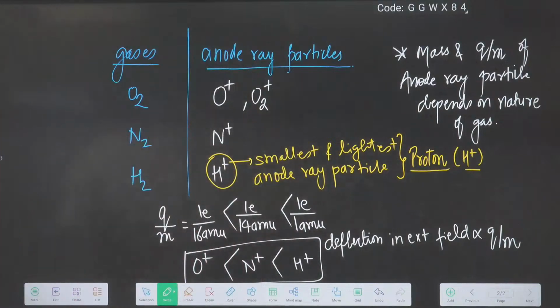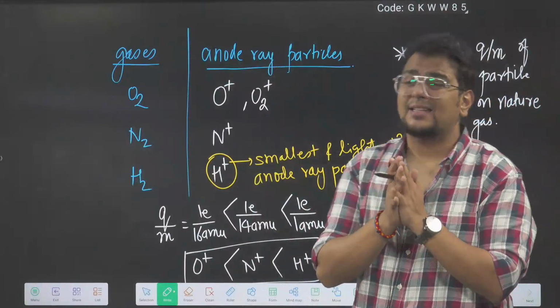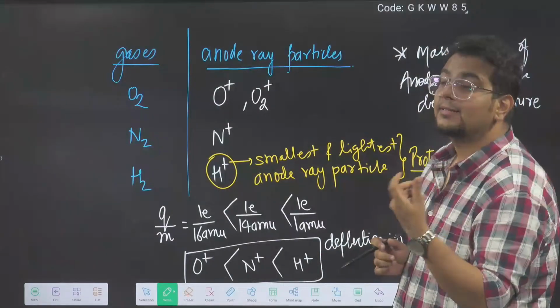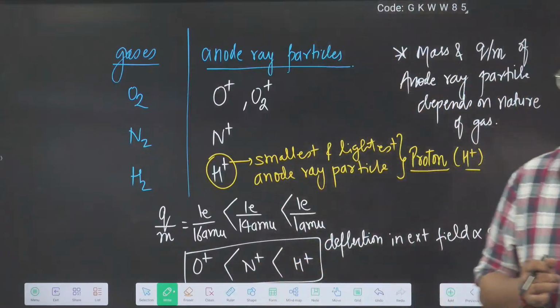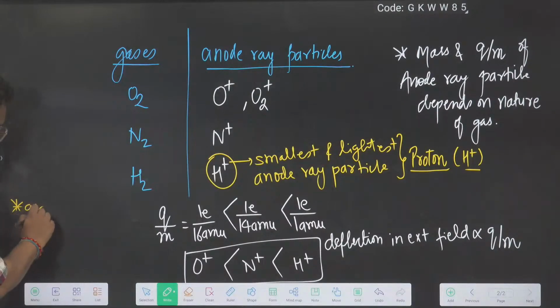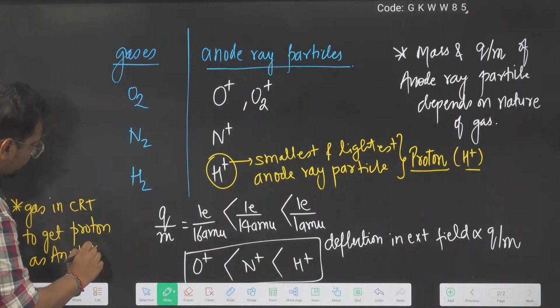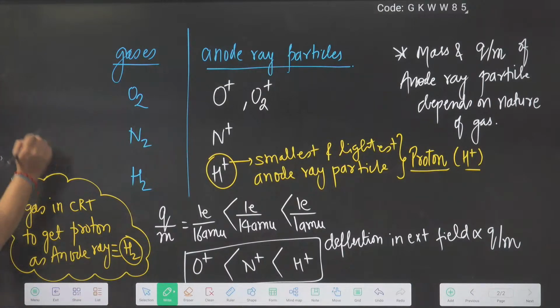Clear, bhai? So my question is, what should be the gas in the cathode ray tube to generate proton as the anode ray particle? Answer is hydrogen gas. If hydrogen will be there, then only H plus will come na bhai.